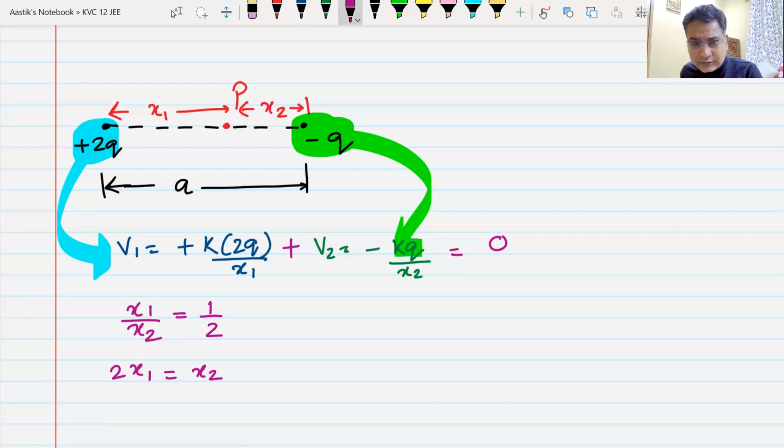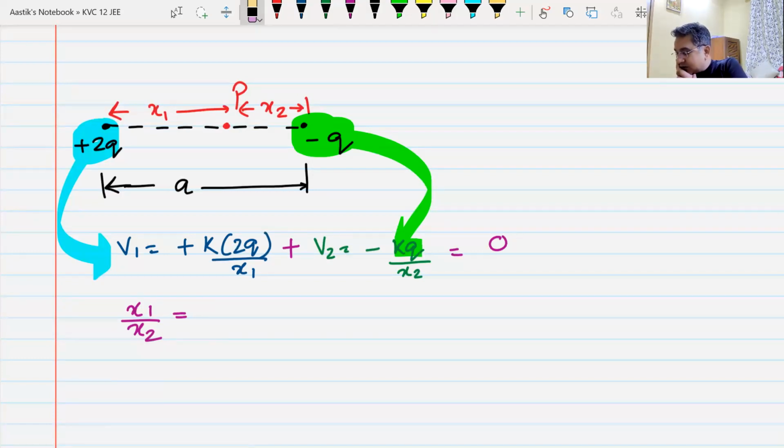That means 2 times x1 will be equal to x2. So how much is x2? Two times x1 is equal to x2. Are you sure? That cannot be the relation. I think you will get x1 by x2 as 2 is to 1, sir. This is the relation that you should get. Are you getting it? Yes, sir.